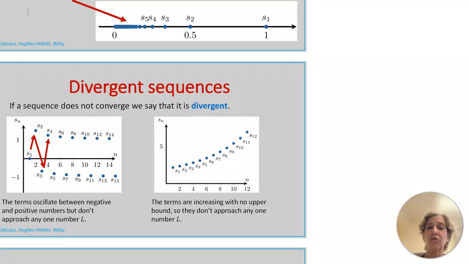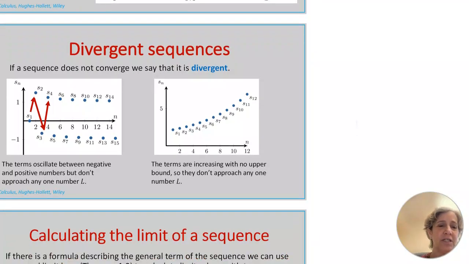So it can diverge in different ways, just like with functions, it can oscillate. So here would be a sequence of numbers that's bouncing back and forth, getting further and further away from 0. Here's a sequence of numbers that looks like as n gets bigger, the terms in my sequence keep growing up and up to infinity. Both of those would be cases of a sequence that diverges.